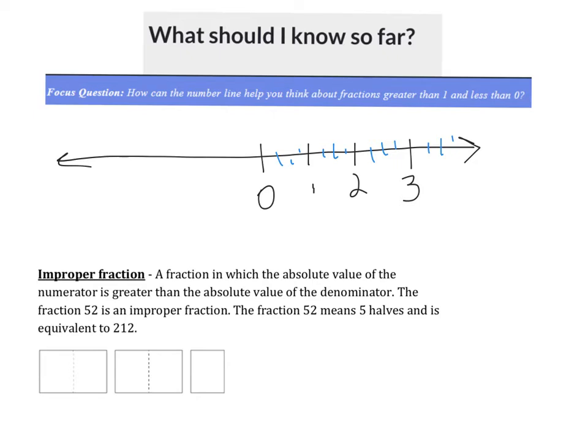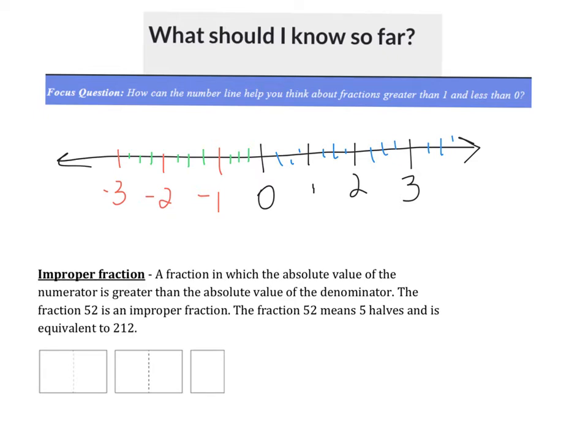And then what about numbers less than 0? Well, numbers less than 0 would be the numbers to the left of 0, numbers that are less than 1. So we had -1, -2, and -3 as the whole numbers, and then in between we had fractions and fractional parts of a whole. So how can a number line help you? Well, it helps you because it's visual. You can see where they live.